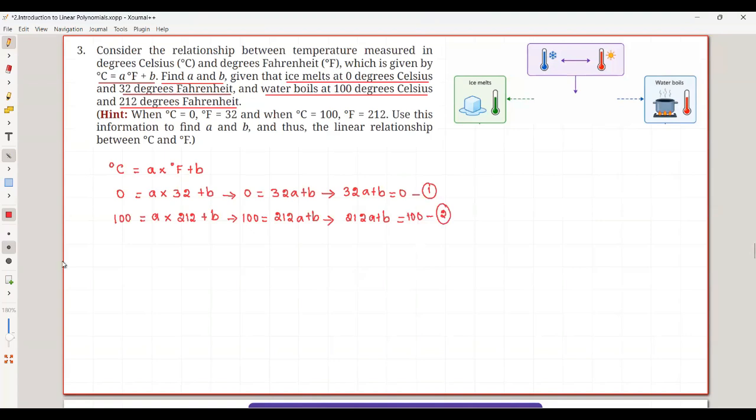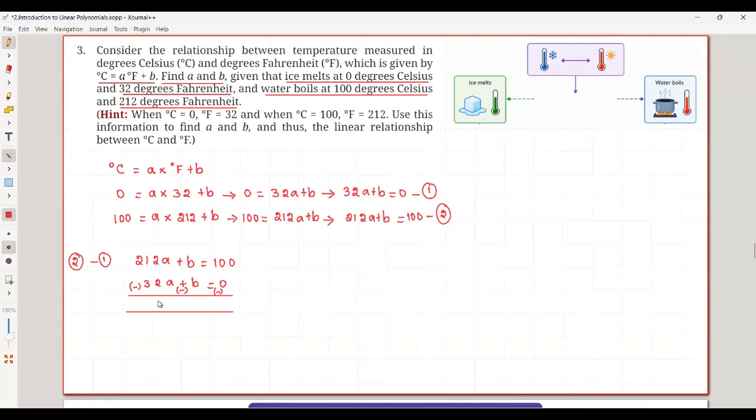I am going to subtract 2 minus 1. So the second equation is 212A plus B is equal to 100. Now the first equation is 32A plus B is equal to 0. For eliminating the B value, I have to subtract. While subtracting, I have to change the sign. This will become minus, this also minus. Change the sign. Now 212A minus 32A.